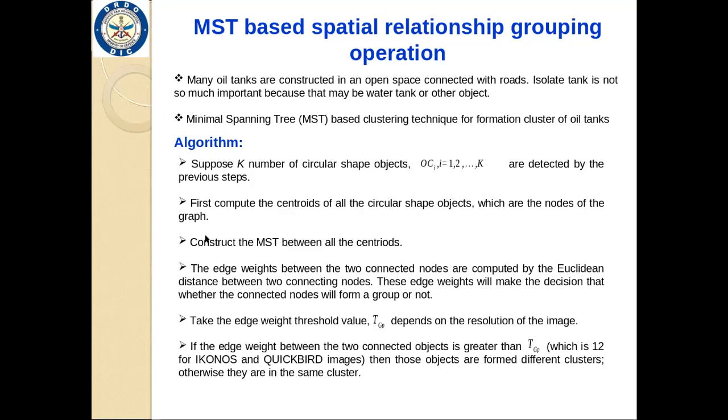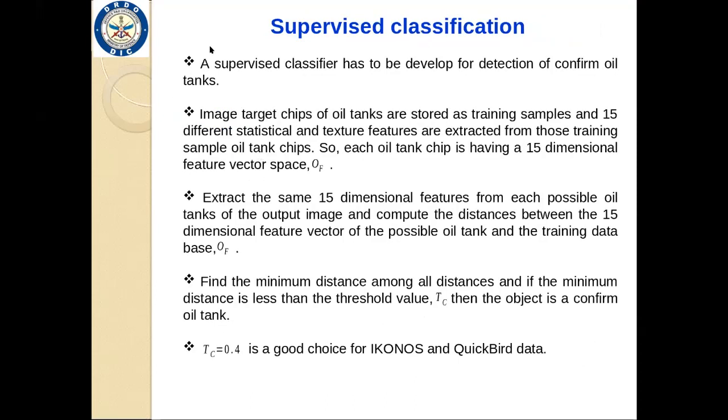Now we have applied this technique to our Ikonos and QuickBird images. For TGP, we are taking 12 here. It depends on the resolution of the data. Then after this, we get the final circular shape images. Already we have stored millions of data for the 15-dimensional different types of features of the oil tanks. Using this training data, we classify the extracted circular shape features, which match mostly with the oil tank, and finally we get those particular oil tanks.